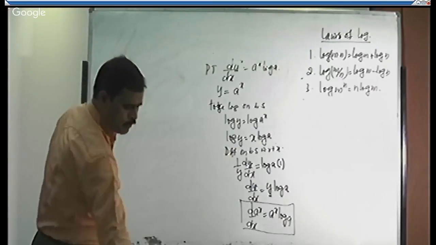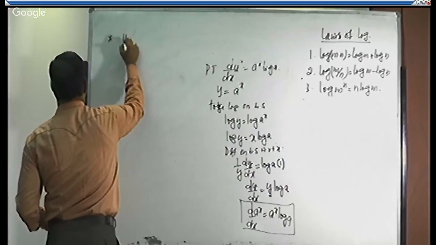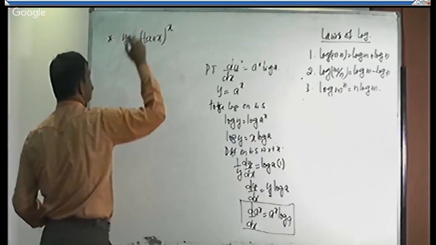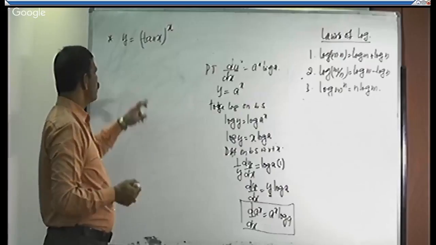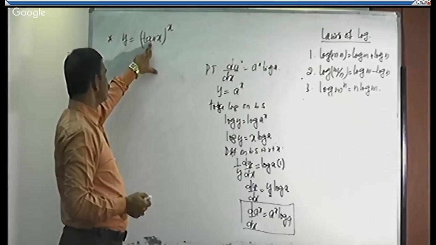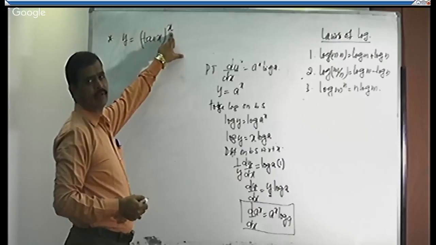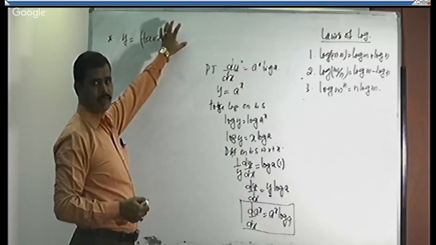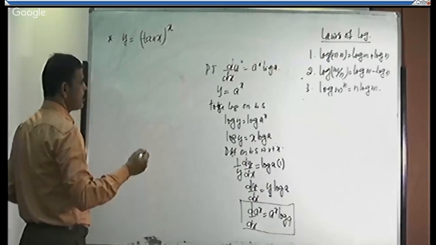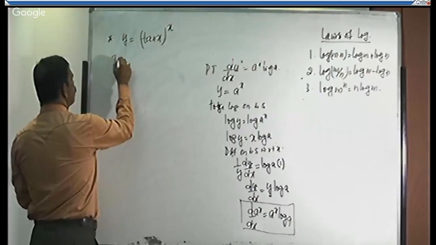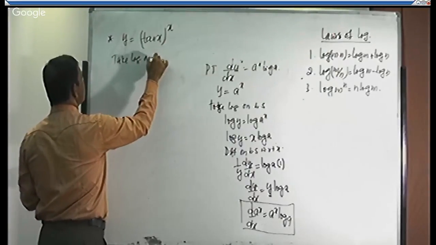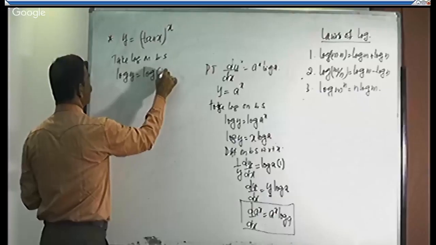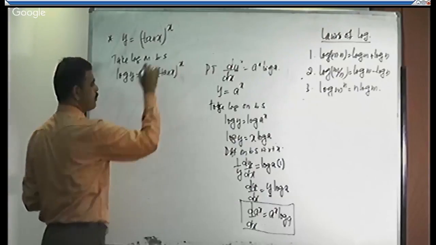Next problem. y is equal to tan x to the power of x. Say the given function y is equal to what? Tan x to the power of x. Function x term to the power of x term. Function to the power of function is there. Therefore, use laws of logarithm procedure. First step, take log on both sides. It becomes log y is equal to log of tan x to the power of x.